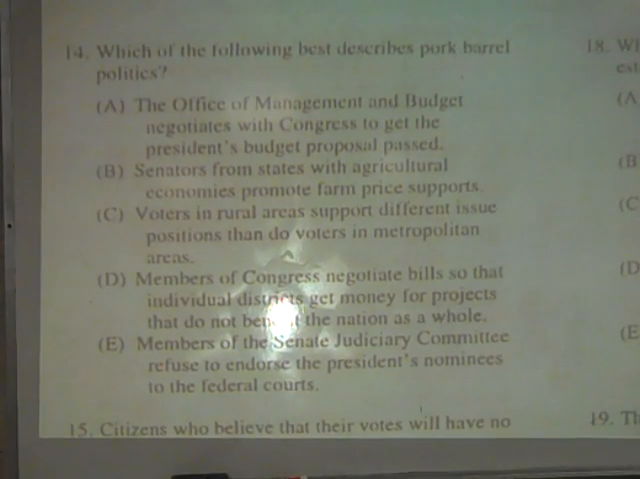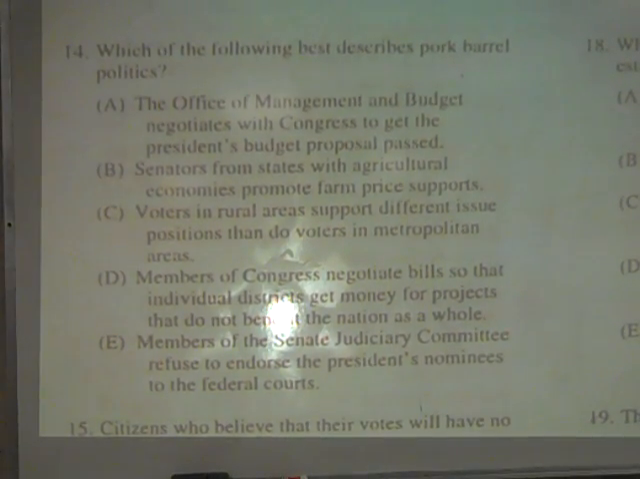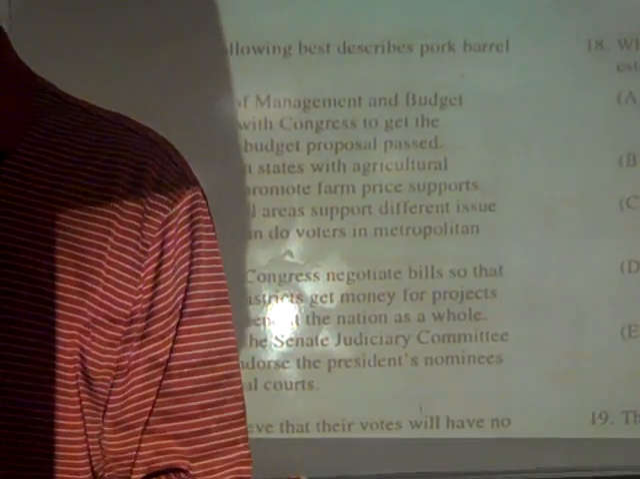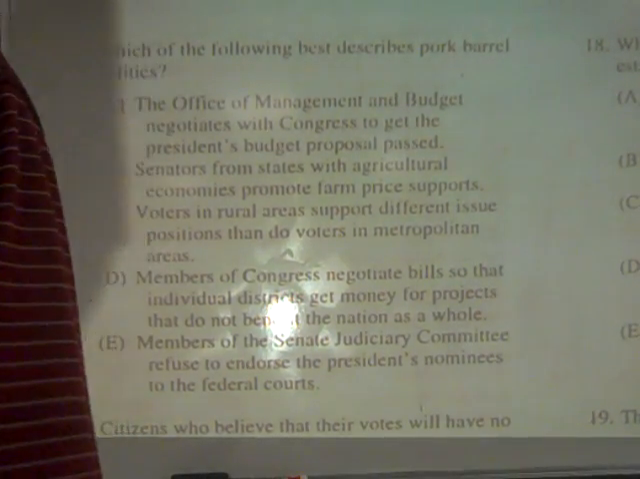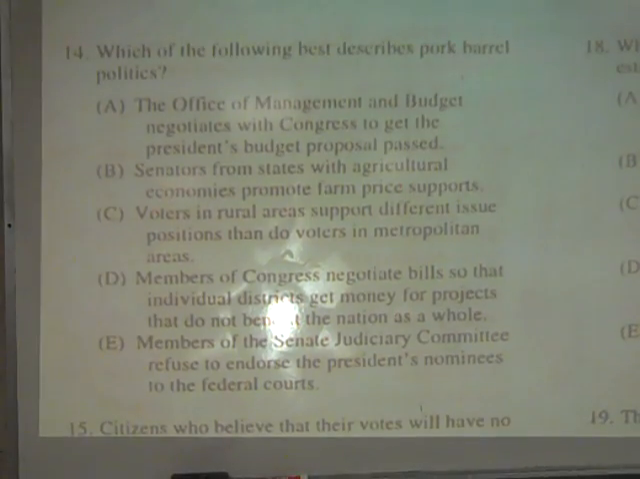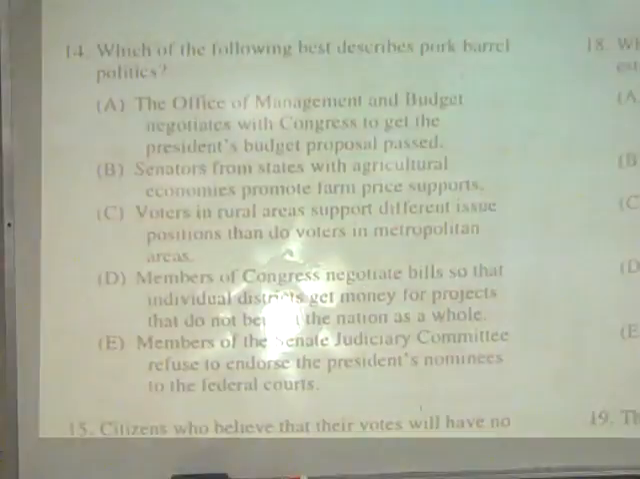What about E? Members of the Senate Judiciary Committee refuse to endorse the President's nominees to the federal courts. By the way, they are the ones that have the most influence over advice and consent for presidential nominees, but that's not pork. What would be the difference between earmarks and a rider?